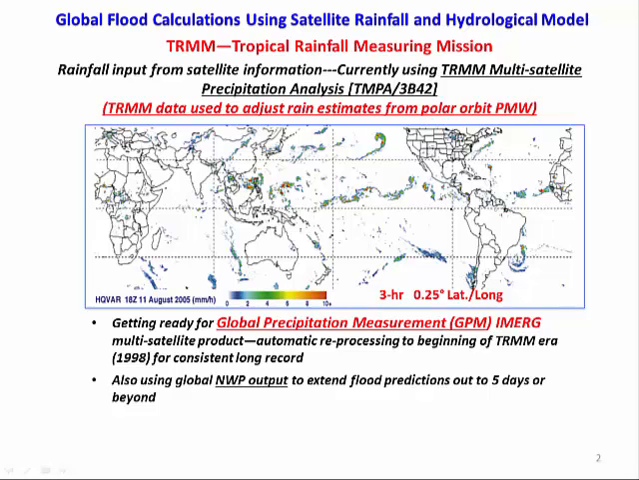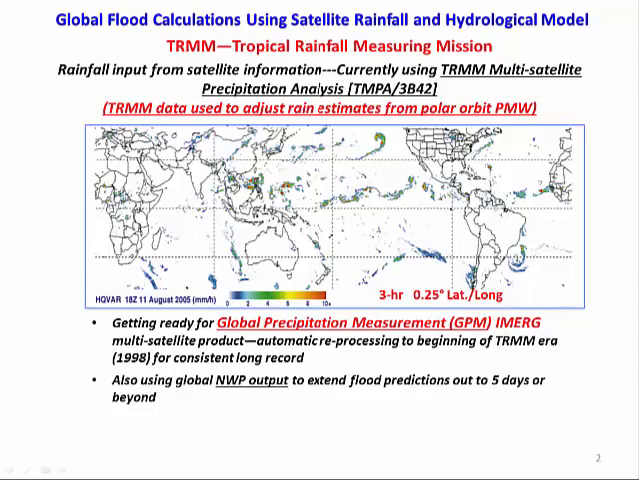this TRMM multi-satellite precipitation analysis, which is a combination using TRMM data to adjust the rain estimates from other polar orbiting microwave satellites. It's really a precursor to a data product that's going to be associated with the GPM activity. What it does right now is produce maps like I'm showing as an example here, every 3 hours and at a 1/4 degree latitude, longitude resolution. And this is the basis for looking at extremely high rainfall events and the associated floods.